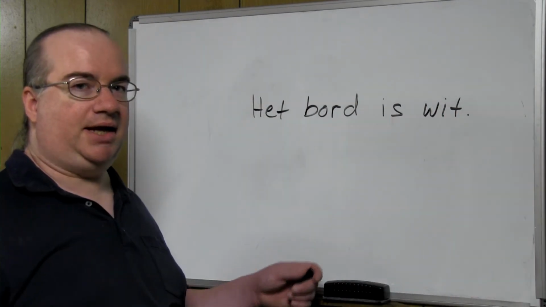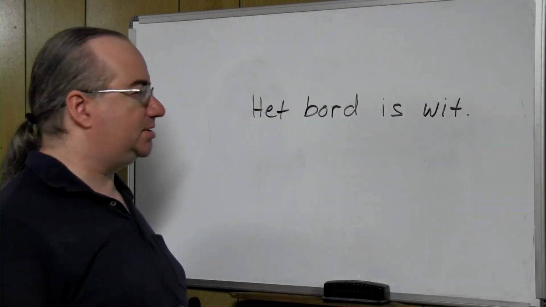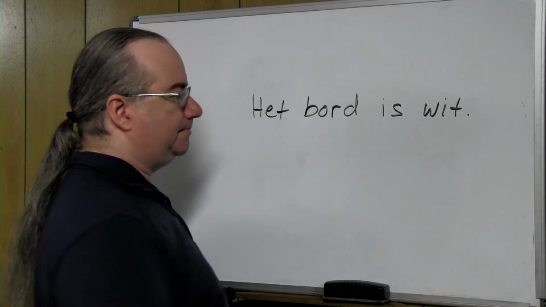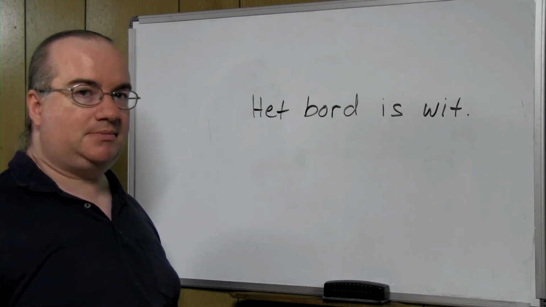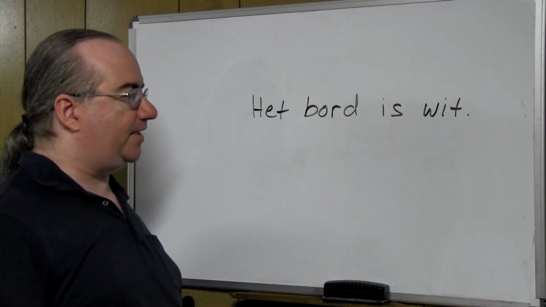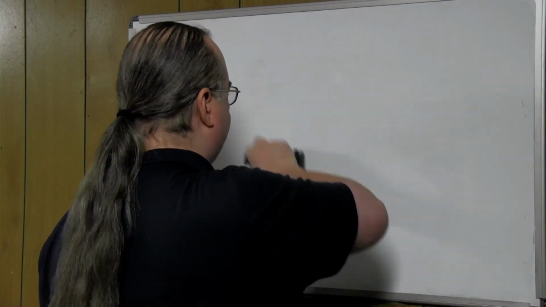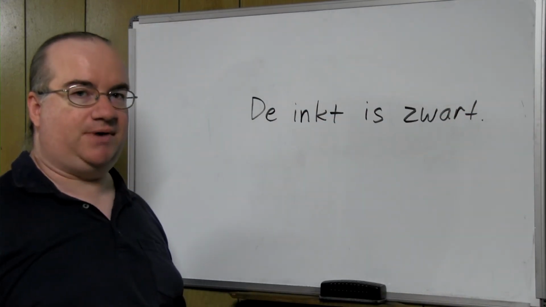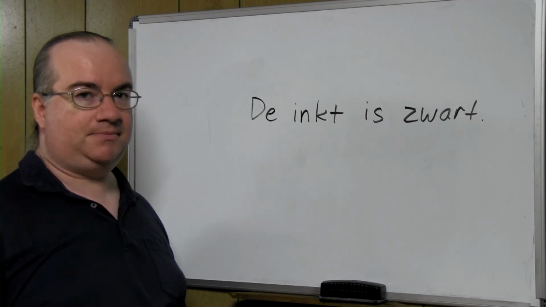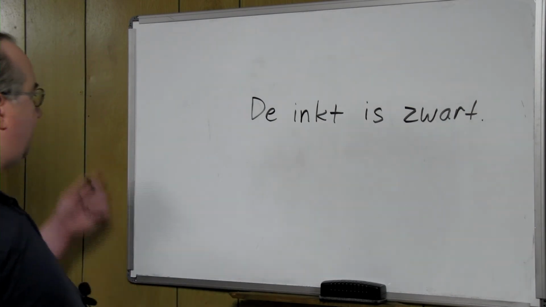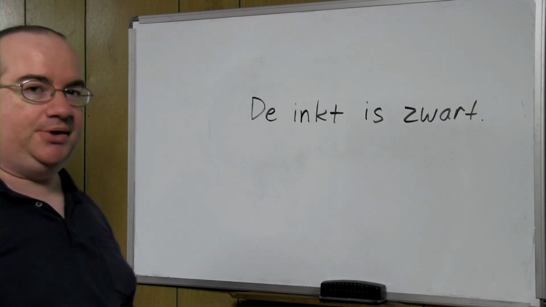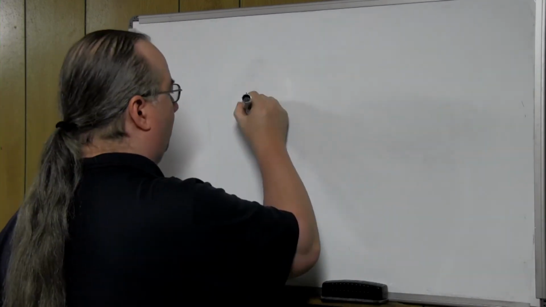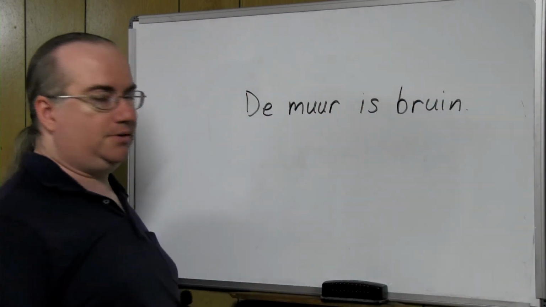Dit is het bord. Het bord. En het bord is wit. The board is white. What about the ink? De inkt is zwart. The ink is black. And what about the wall? We talked about de muur in a previous lesson. De muur is bruin.